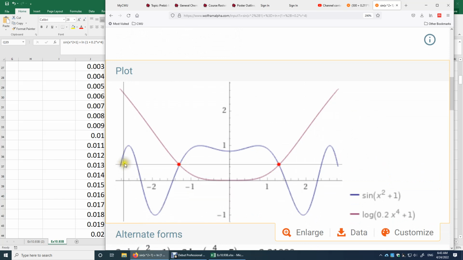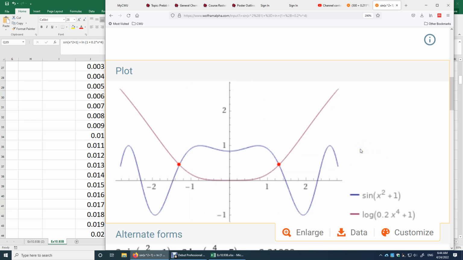You have a nice sine function. Okay, this is the sine function. The blue curve is the sine function. The red curve is our natural logarithm, and where do they cross? They cross here and here. You have two roots, two solutions.